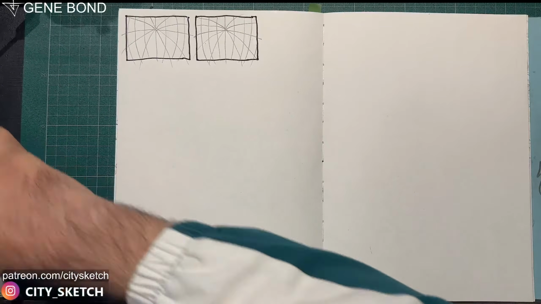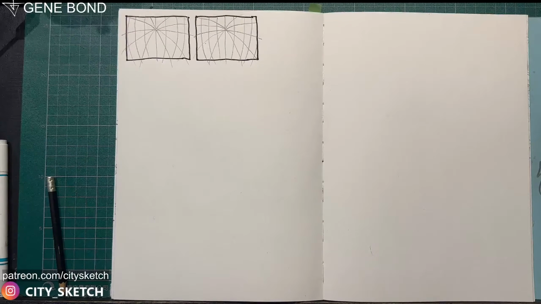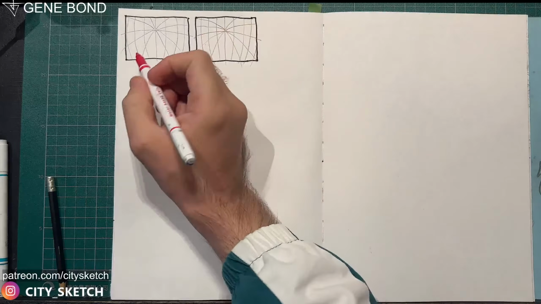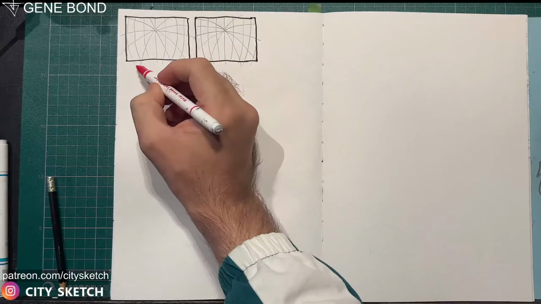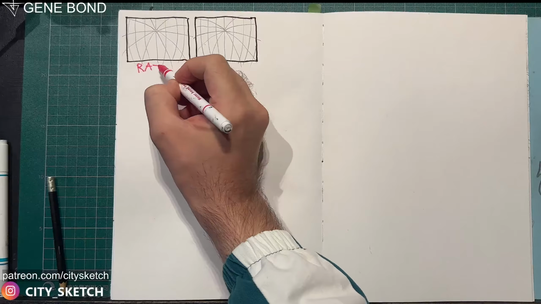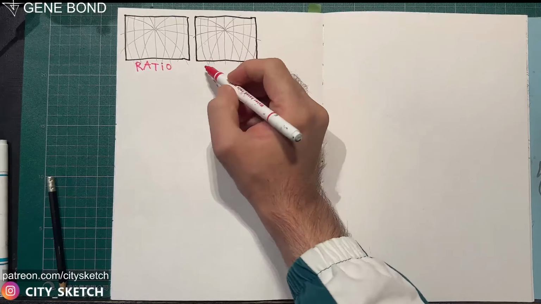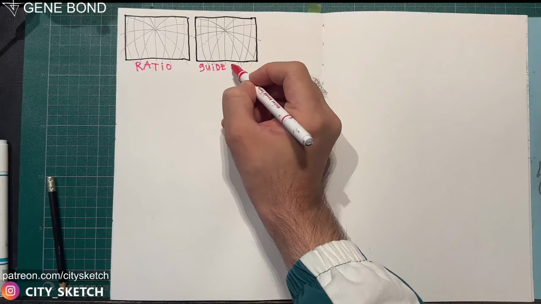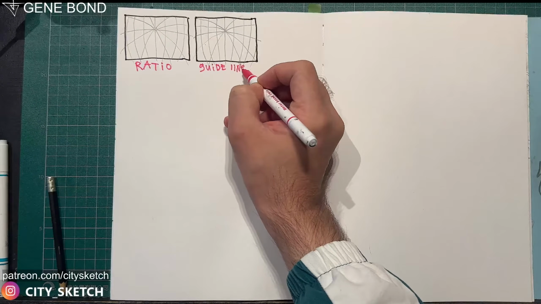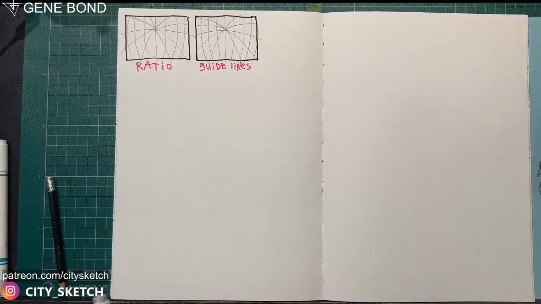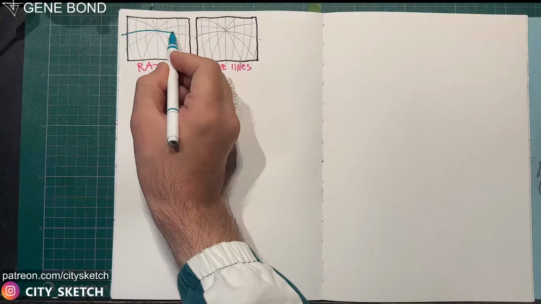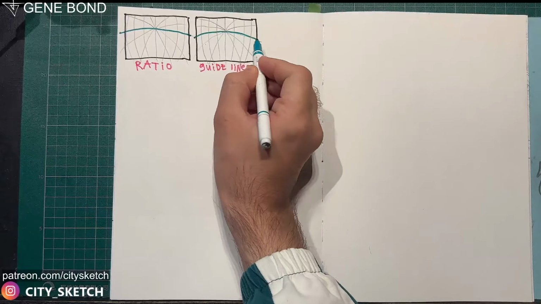So one technique is about ratio, and the second one is guidelines. So a ratio, it's, let's say, also a mark. So this horizon line, this horizon line.